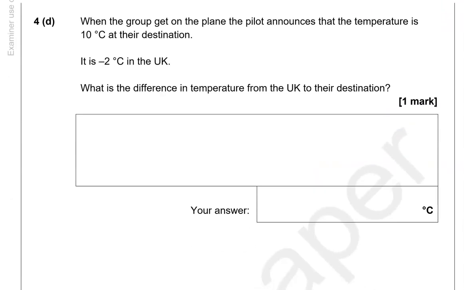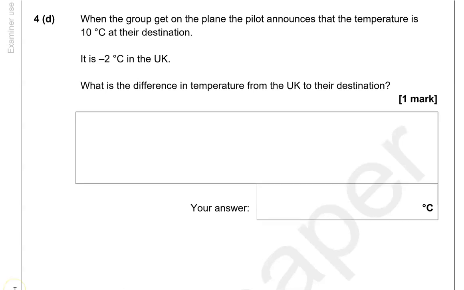When the group get on the plane, the pilot announces that the temperature is 10 degrees Celsius at their destination. It is -2 degrees Celsius in the UK. What is the difference in temperature from the UK to their destination? So if you think of a thermometer, to have 0 degrees there, -1, -2, and then it goes up to 10. So 1, 2, 3, 4, 5, 6, 7, 8, 9, 10.